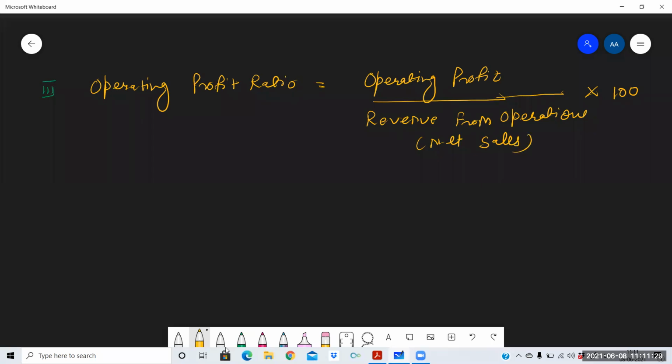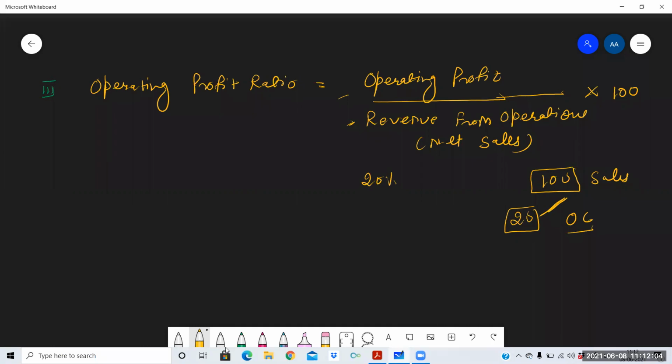This ratio basically establishes a relationship between operating profit and RFO. What is the percentage of operating profit on revenue from operations? Suppose we are saying that the operating profit is 20%. It means if the sales are 100 rupees, then the operating profit is 20. What is the difference between the sales and operating profit? That is the operating cost.